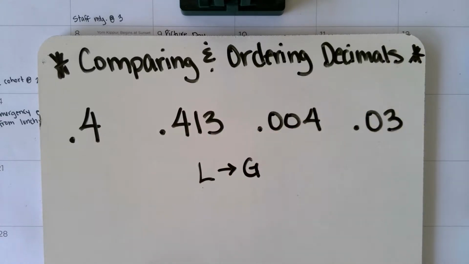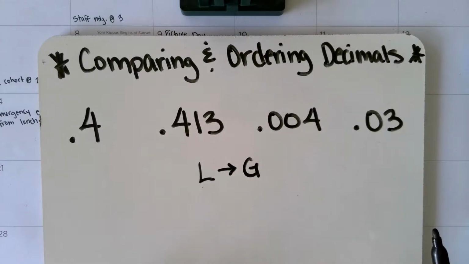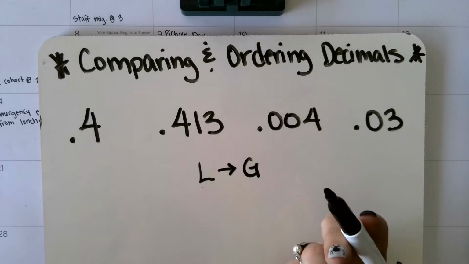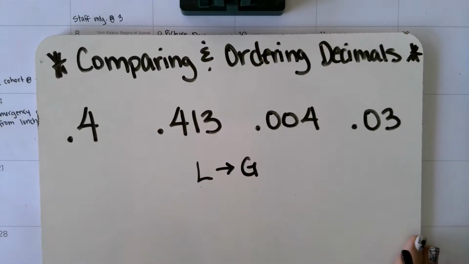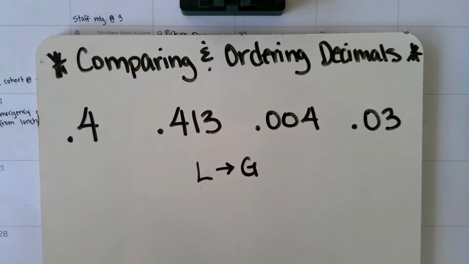is to make all of the decimals have the same number of places. The most common mistake that kids make when doing this is thinking, okay, this has 3 places in it, so it's got to be the biggest. This only has 1 place in it, so it's got to be the smallest. So instead, I have the kids make them all have like places.